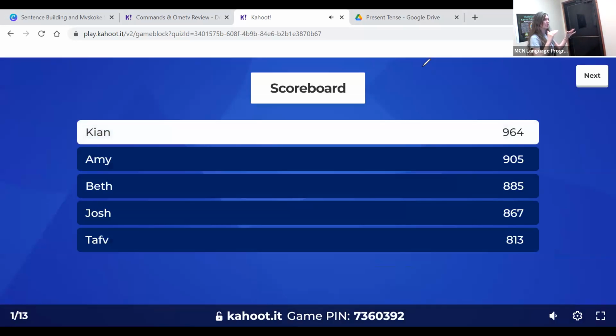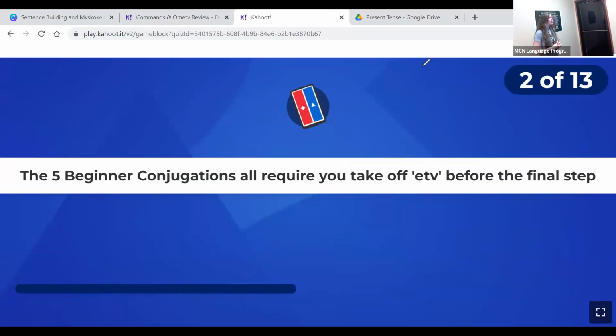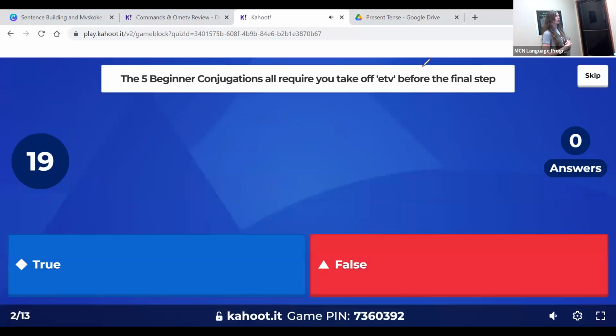Here's where we're going to see. Right now, Kian's at the top. So see if anyone can take Kian down. True or false? The 5 beginner conjugations all require you to take off ida before the final step. True or false?